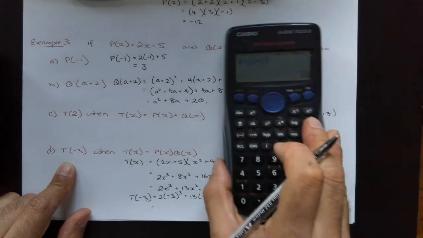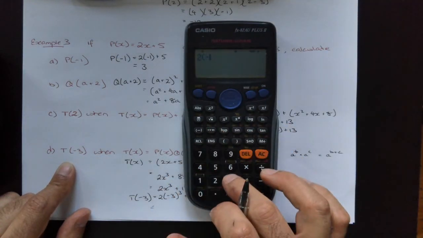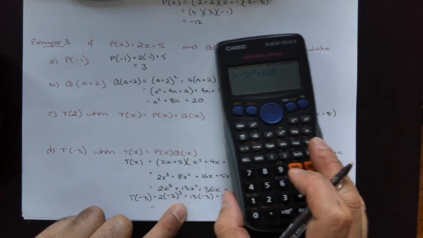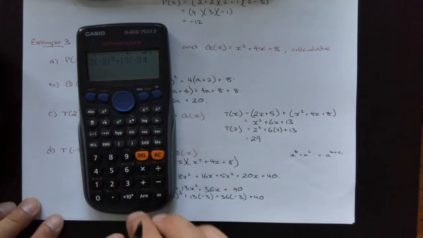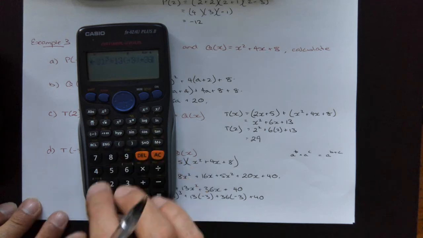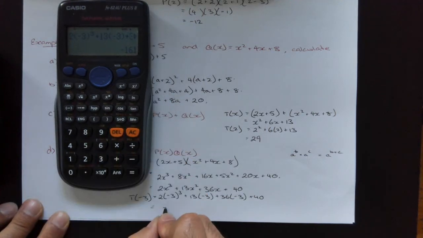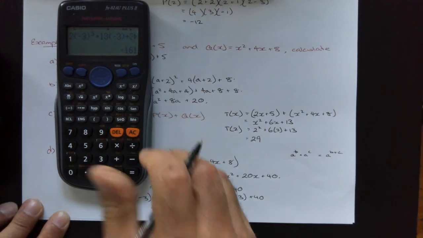Okay, so 2 lots of negative 3 cubed plus 13 times negative 3 plus 36 times negative 3 and plus 40 gives me negative 161.